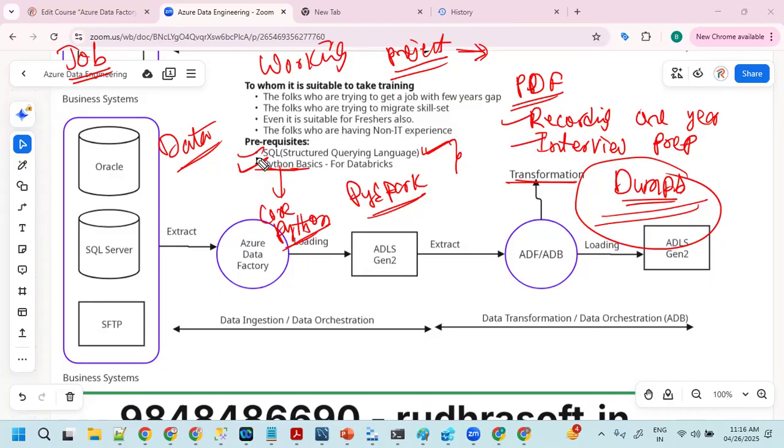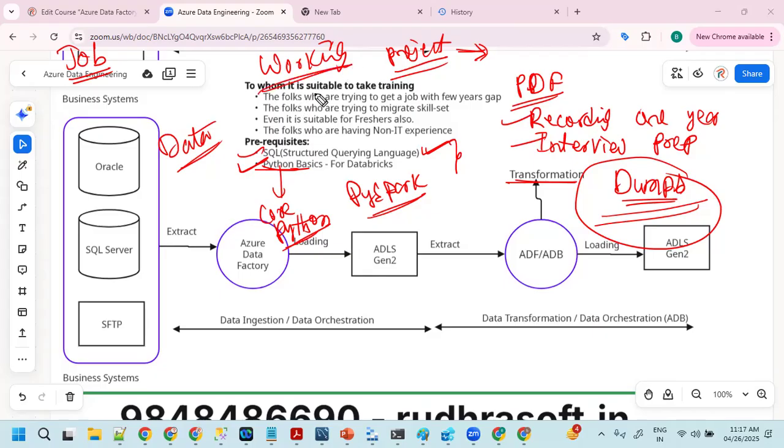If I directly show that, I'm just thinking that people will deviate in concentration from the explanation. Because of that, I'm drawing and explaining so that you get better clarity. Throughout the sessions, we are going to follow a similar approach. I'll take a use case, explain it, and then we are going to start doing the implementation.